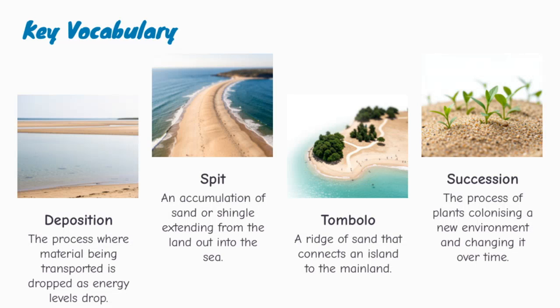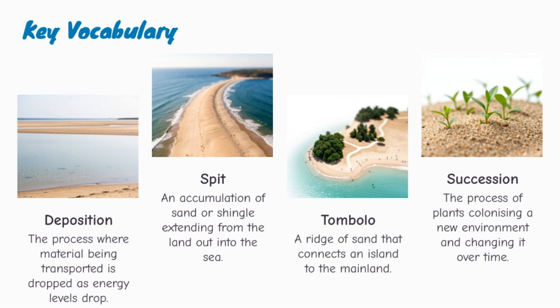Before we go further, let's go through the key vocabulary. The first word is deposition. Deposition is the process where material being transported is dropped because energy levels have fallen. At the coast, this can happen when waves lose energy in sheltered bays, behind spits, or in shallow water.